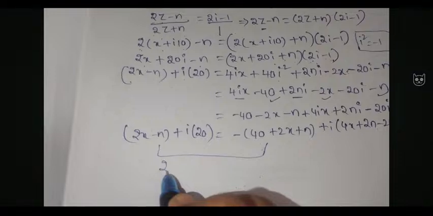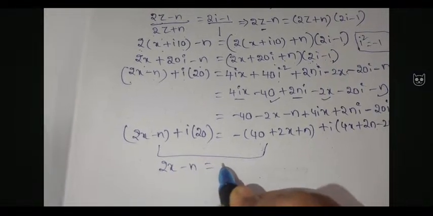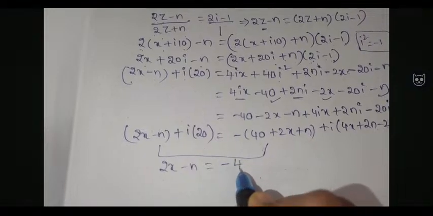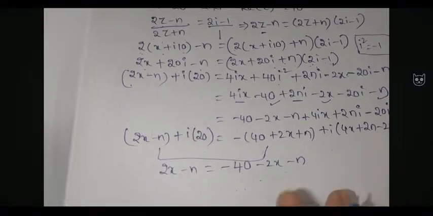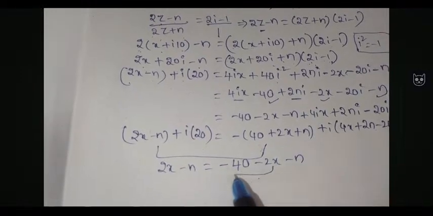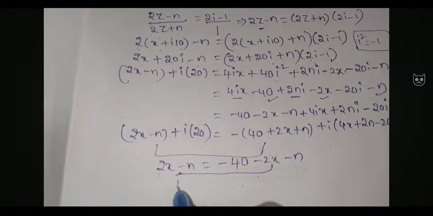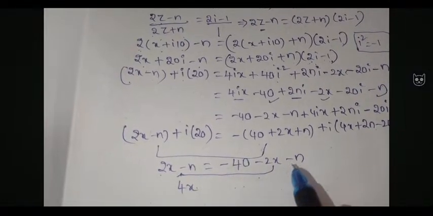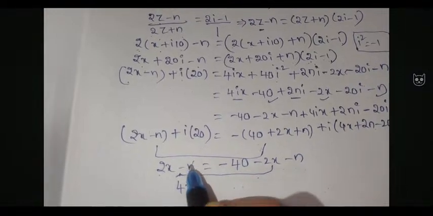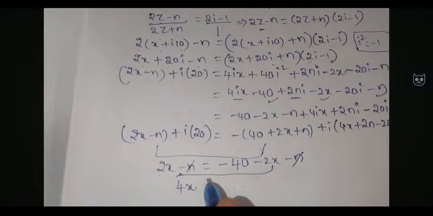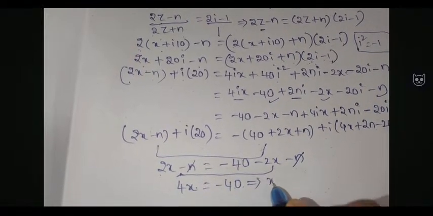Now compare real and imaginary. Real part of left hand side: 2x minus n is equal to minus 40 minus 2x minus n. Now bring minus 2x to the left hand side, it becomes plus 2x, so 2x plus 2x is 4x. Bring this minus n to the left hand side, it becomes plus n, so plus n minus n cancel. That equals minus 40. Now from this, what is the x value?